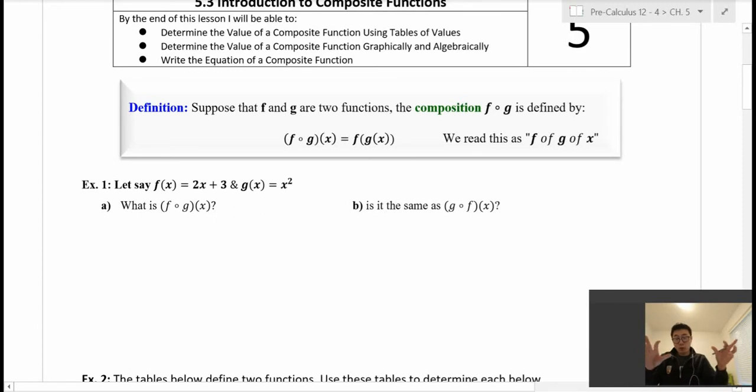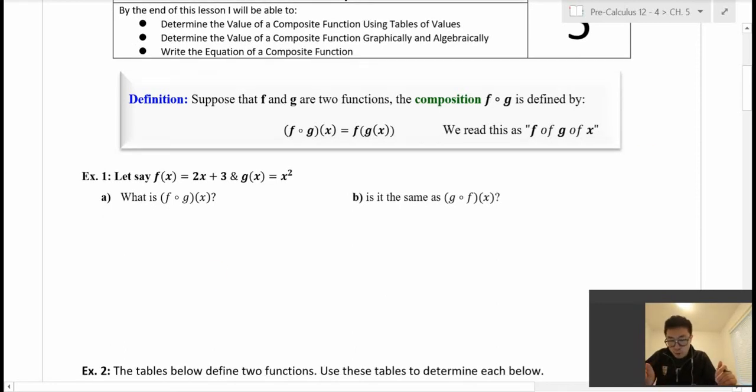So today we're going to be looking at a composite function, and let's look at the definition first, and then I'll show you what it is. Okay, so here it is. It says suppose that f and g are two functions. The composition f of g, this is what we call f of g, is defined by. So here's the definition. Here's the notation. Okay, f circle g is called f of g of x, and that's the same thing as f, and then bracket g of x, and close the bracket, and we read this as f of g of x.